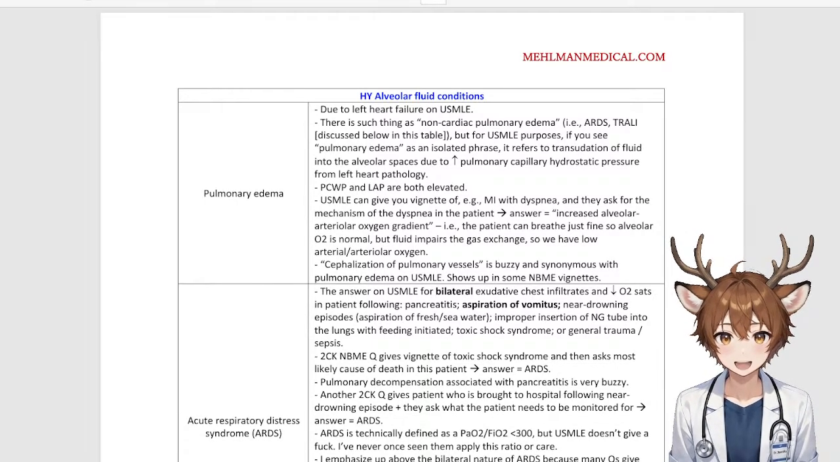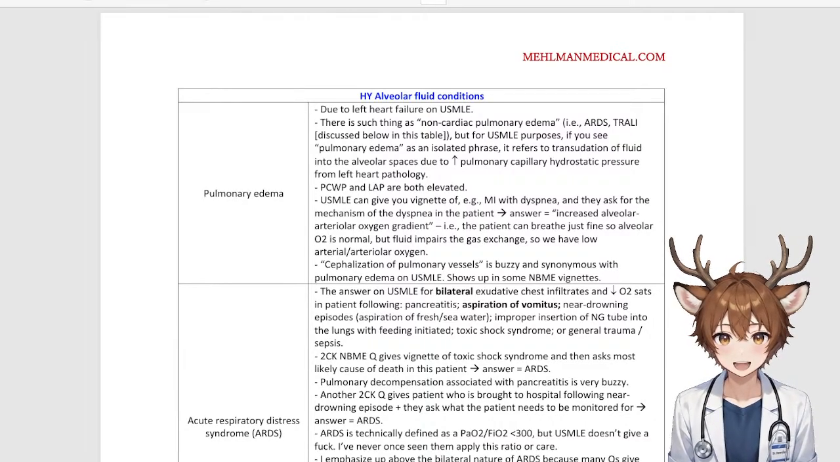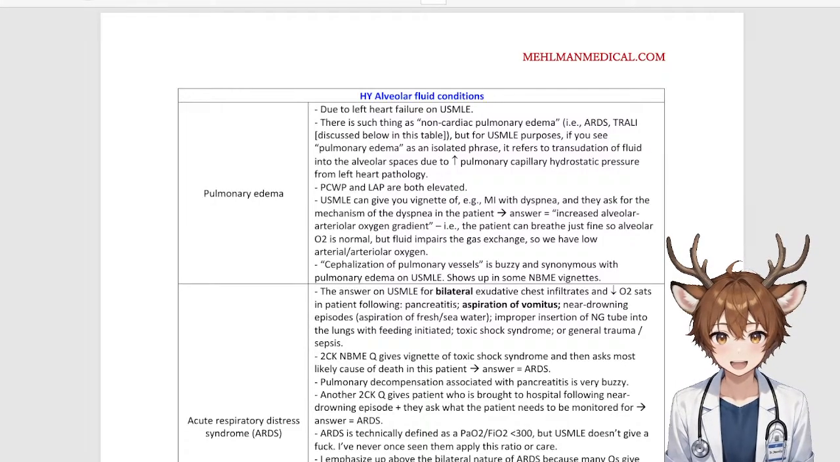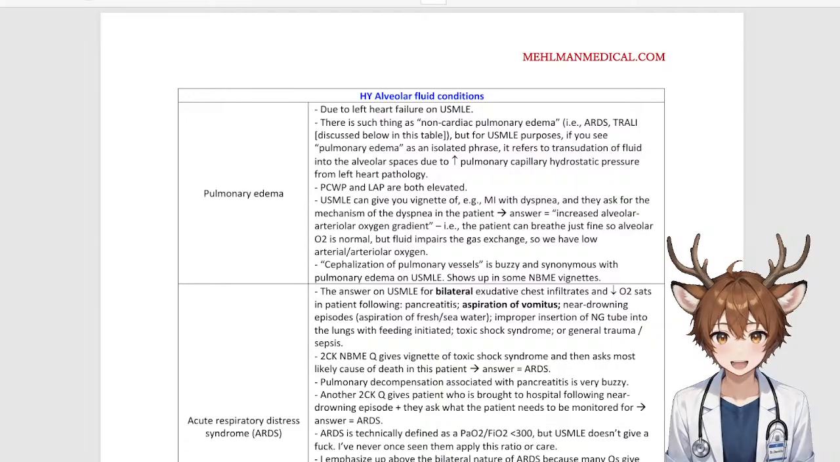Hello, it's Dmitry again, and today we'll be going back to the Mehlman medical textbook, or medical PDF, I should say, looking back at the pulmonary section. This is going to be the part 2 for the pulmonary section. We're going to begin with high-yield alveolar fluid conditions. So we're on page 62 right now.